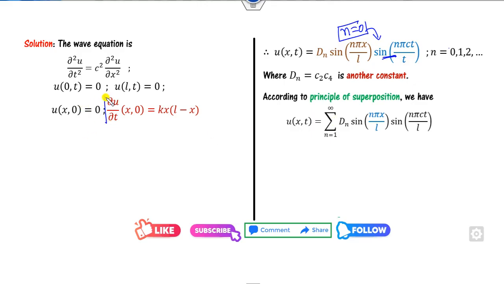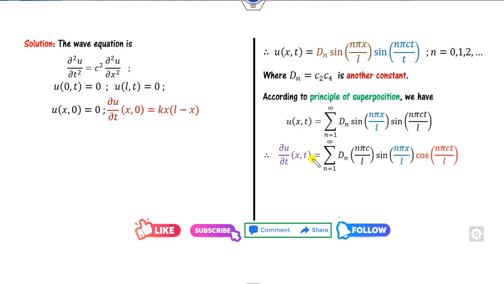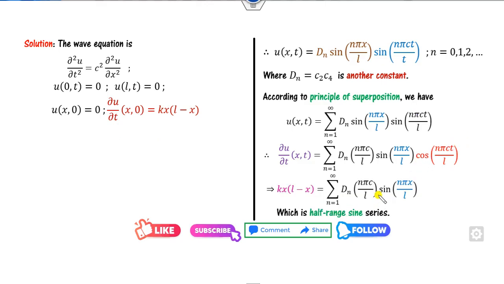Now look at this value. This is a non-zero term. Fine. So for that you need del u by del t. In order to apply this term, we first calculate the partial derivative with respect to time. So sine will be cosine. Coefficient of this is here. Now apply this case. Time is 0. When you substitute t is equal to 0, the left hand side is kx(L minus x). Cos 0 will be 1.